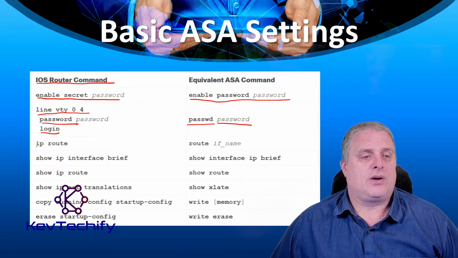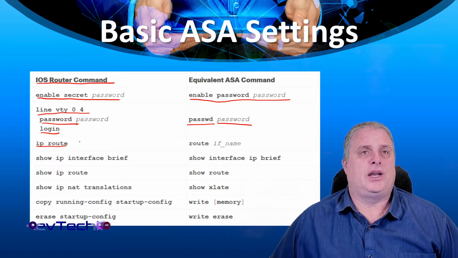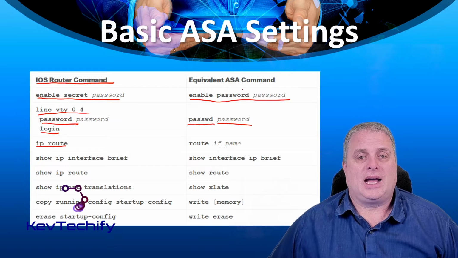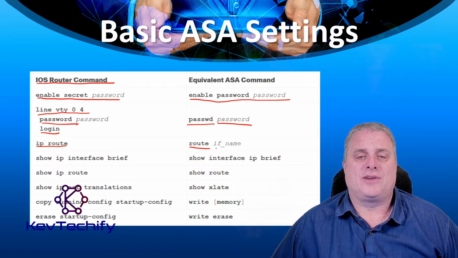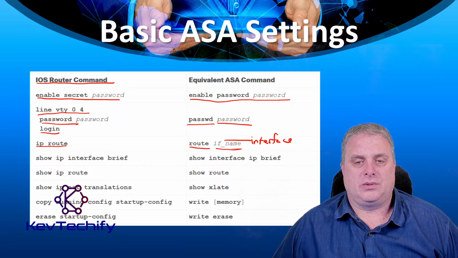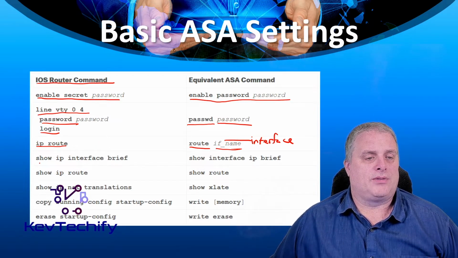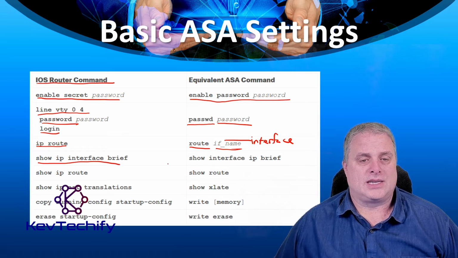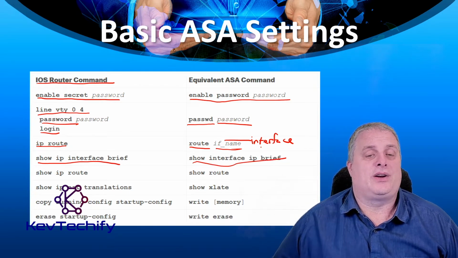On the IOS router, ip route allows you to create your static routes. On the ASA, you do route and then if_name. What IF stands for is the interface, so whatever interface you're working on. In the router, show ip interface brief is the same command on the ASA. You can get all your details on your interfaces.